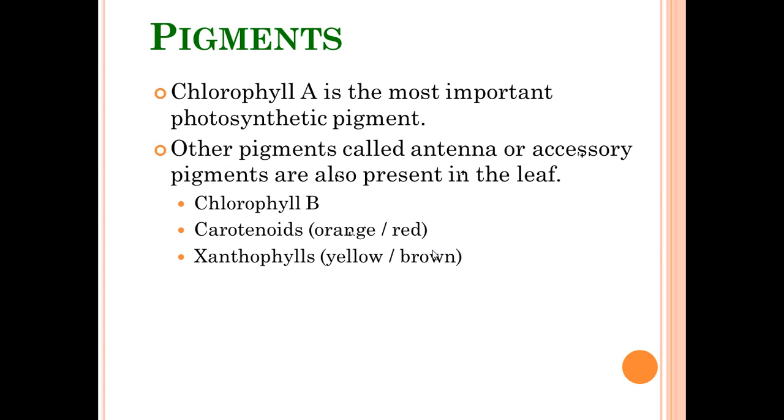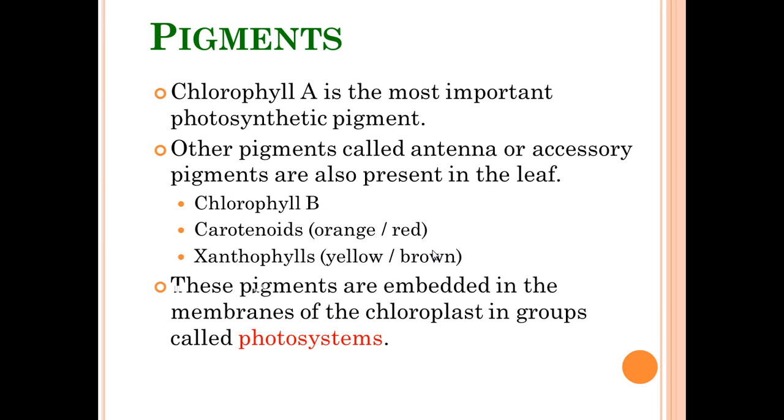Other pigments are called antenna or accessory pigments, and they're also present in the leaf. You've got chlorophyll B, carotenoids, which are orange or red colored, and xanthophylls, which are yellow or brown. These pigments are embedded in the membranes of the chloroplast in groups called photosystems. You'll hear at the end me talk about photosystem 1 and photosystem 2.